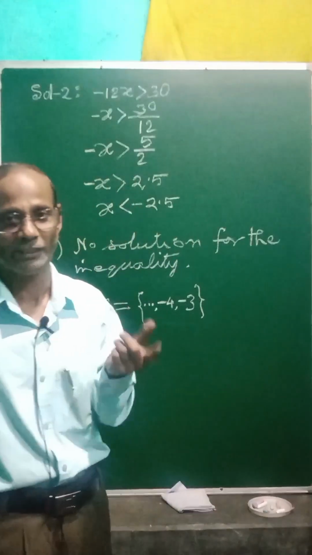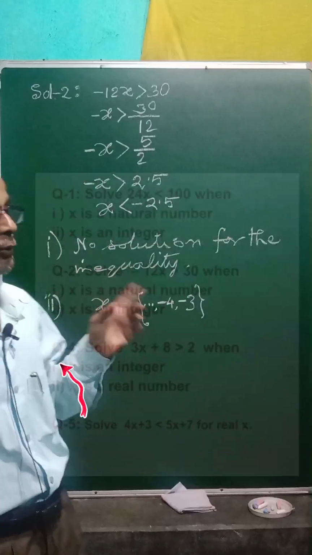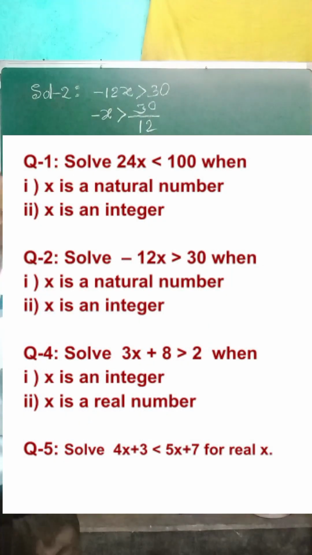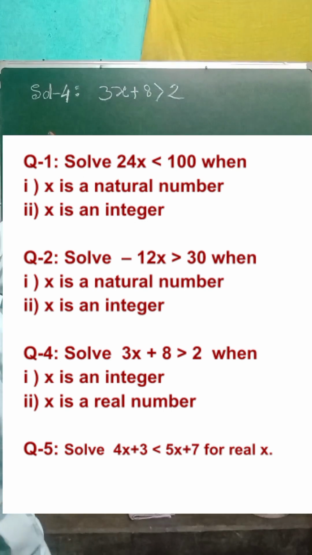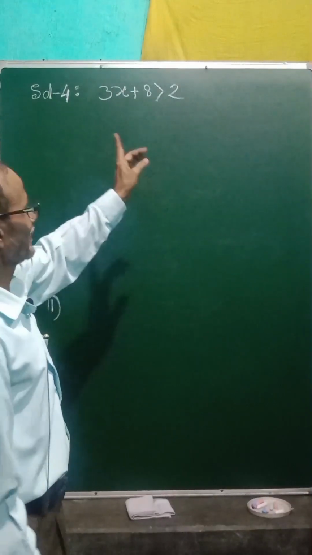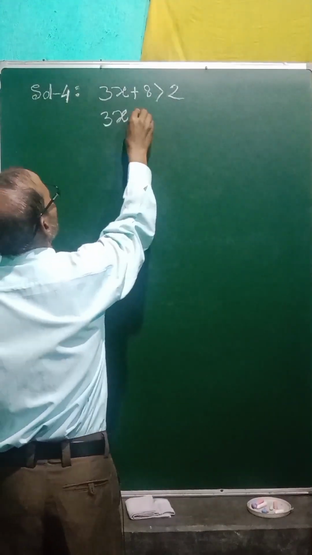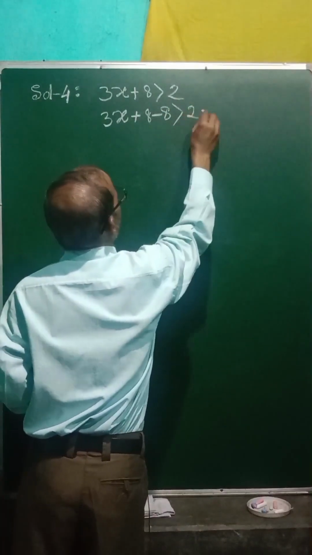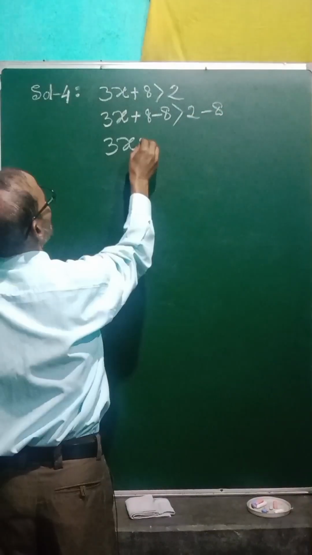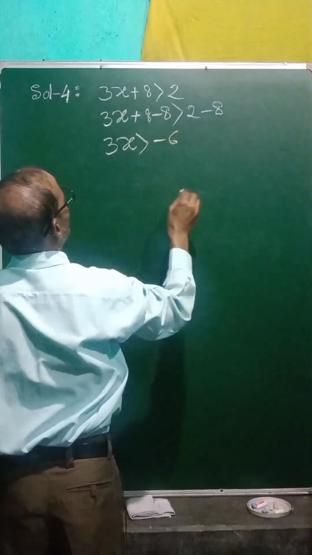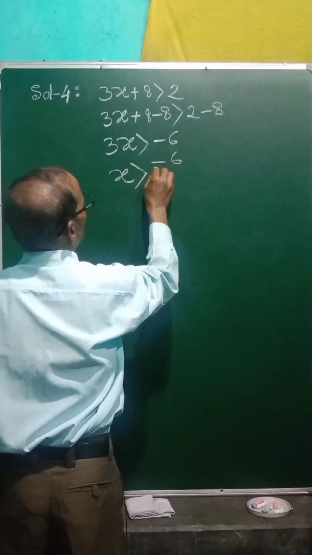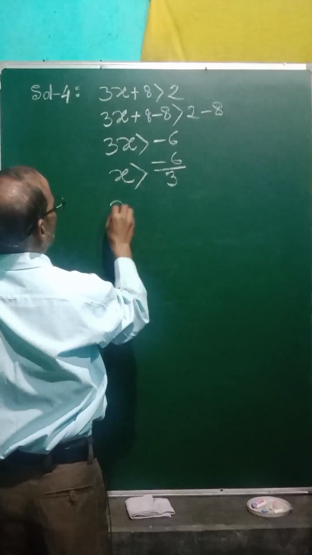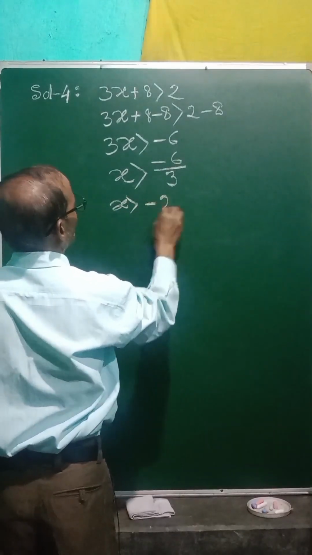3 and 4 are very similar, so I am taking question 4. Question 4 is solve 3x plus 8 greater than 2 when x is an integer and x is a real number. Solution 4: 3x plus 8 greater than 2. By subtracting 8 on both sides, we get 3x greater than minus 6. Dividing by 3, x greater than minus 6 by 3, x greater than minus 2.